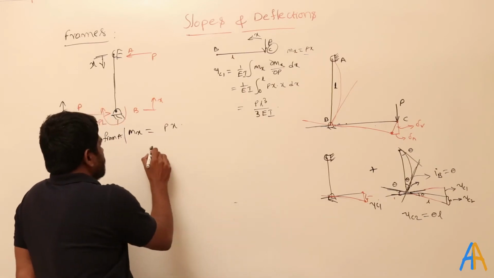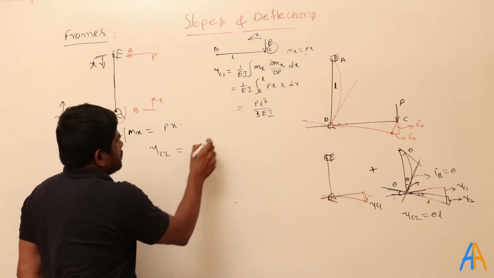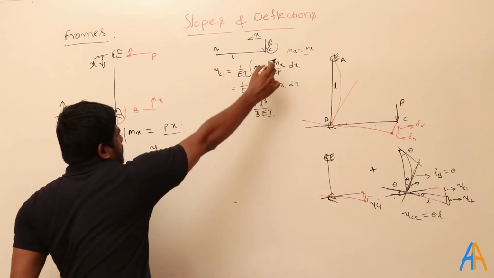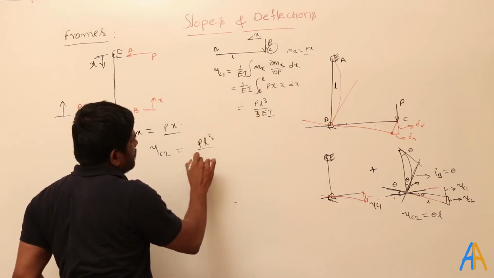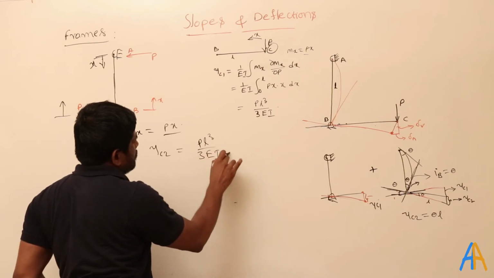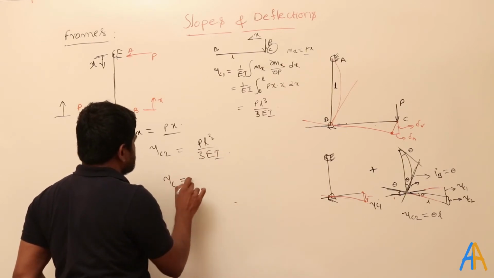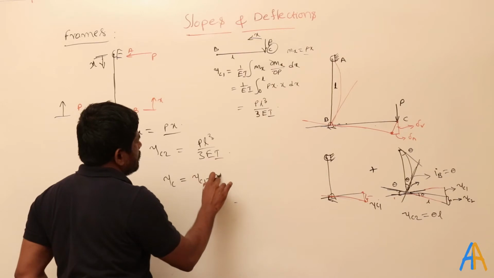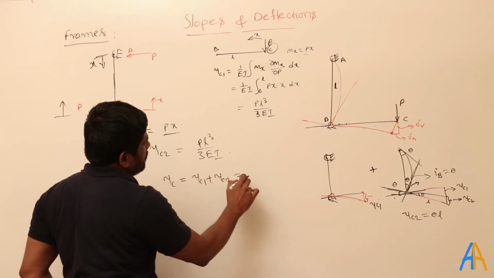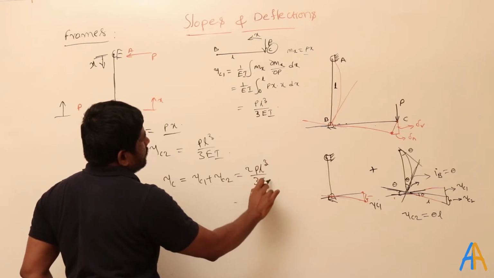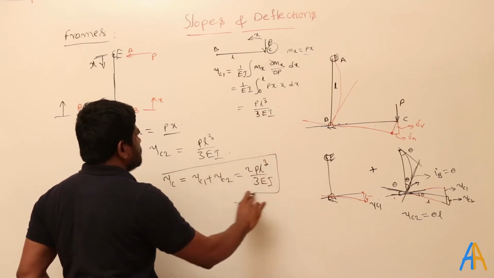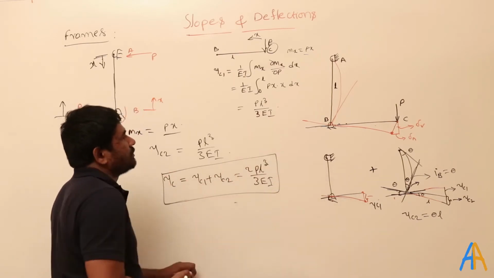So here again yc2, if I write yc2, here also p into x, there also p into x, then we will get the same value, pl cube divided by 3ei. Okay, so it is a combination of both. Yc equal to yc1 plus yc2, that is how much? 2pl cube divided by 3ei. Even with this method also, it is very, very simple. You don't need to visualize this much here.